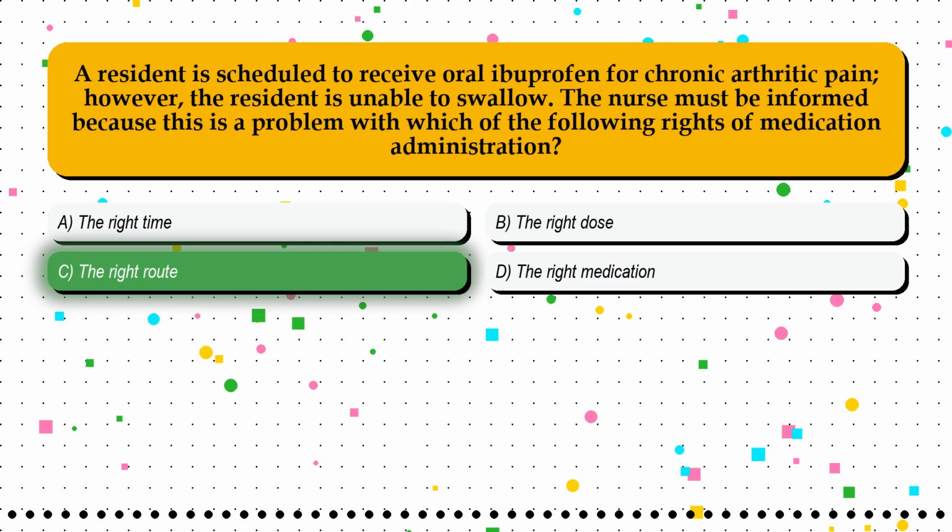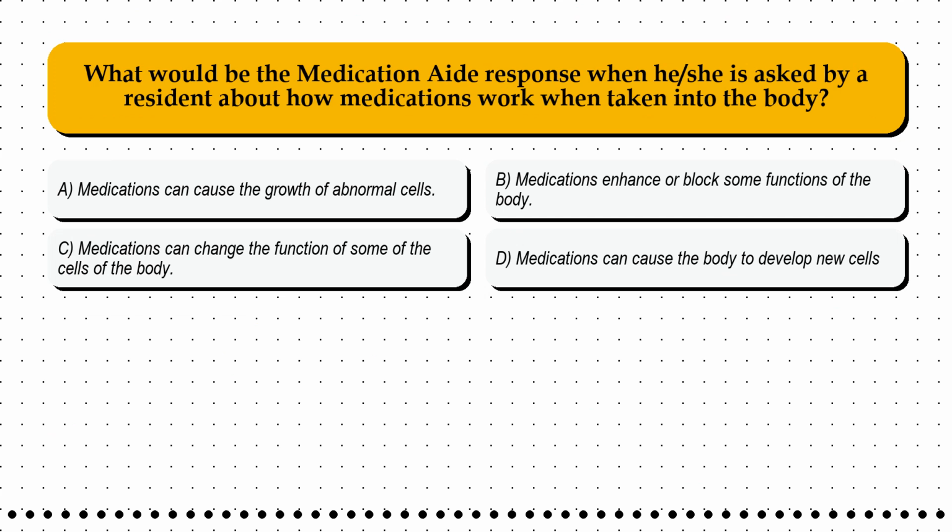The correct answer is option C. The right route. Question 210. What would be the medication aide's response when he/she is asked by a resident about how medications work when taken into the body? Option A. Medications can cause the growth of abnormal cells. Option B. Medications enhance or block some functions of the body. Option C. Medications can change the function of some of the cells of the body. Option D. Medications can cause the body to develop new cells.